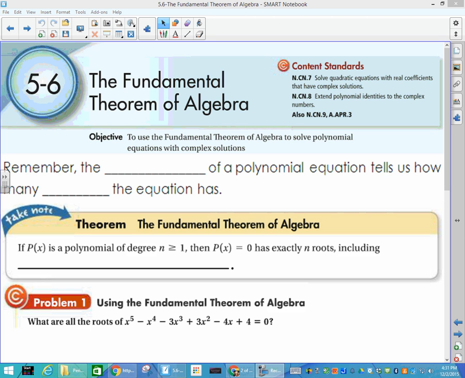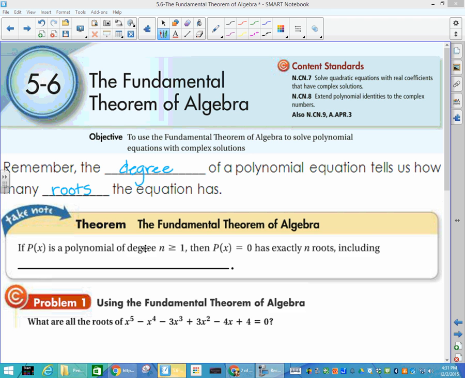Okay, today's lesson is the last one we're going to cover in this chapter, and it is the fundamental theorem of algebra. So, what you need to know, if you don't know already, is that the degree that we've talked so much about, the degree of any polynomial equation tells us how many roots the equation has. Okay, so this is it in math speak.